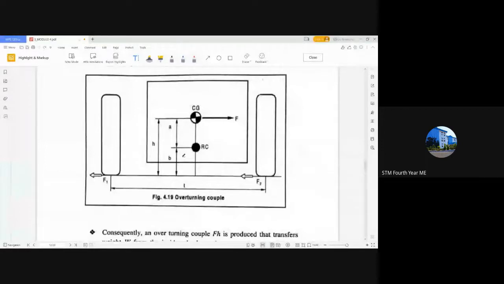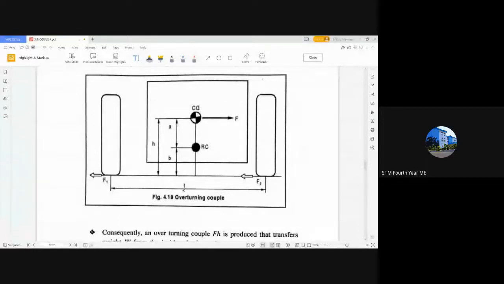Okay, has anyone drawn the figure? Can anyone respond? Did you draw the figure? Yes, sir. Okay.